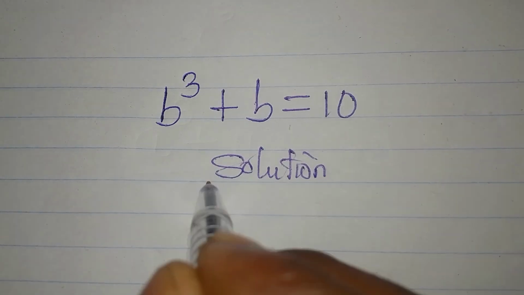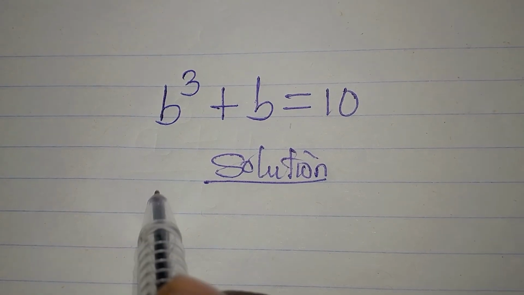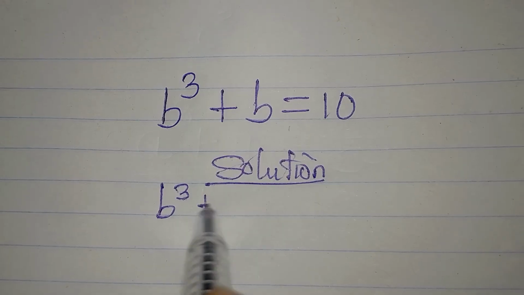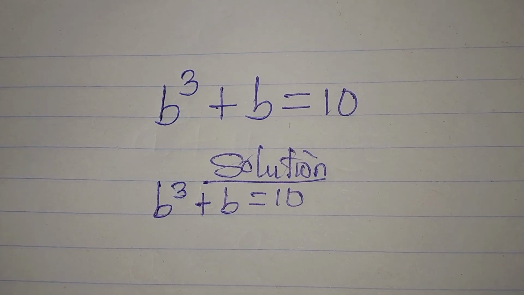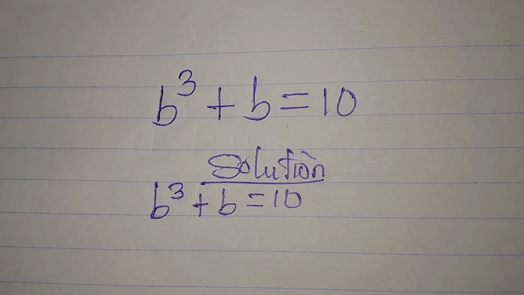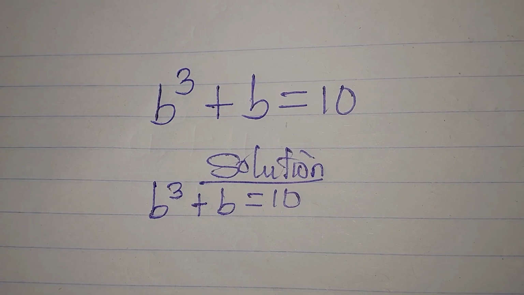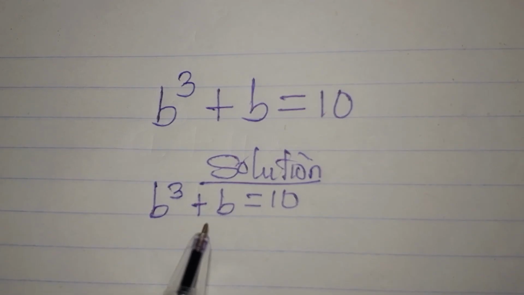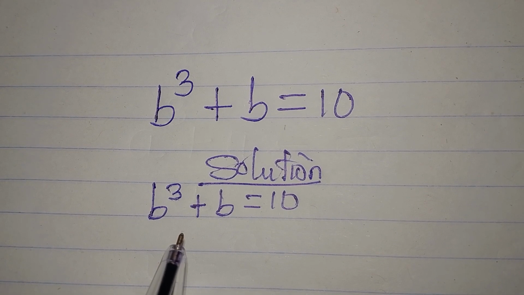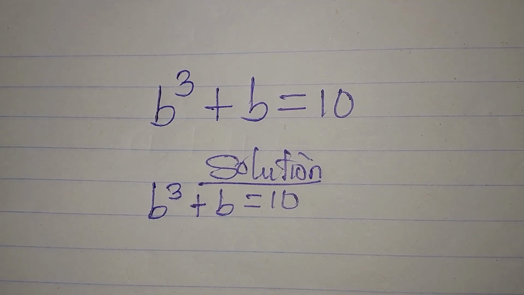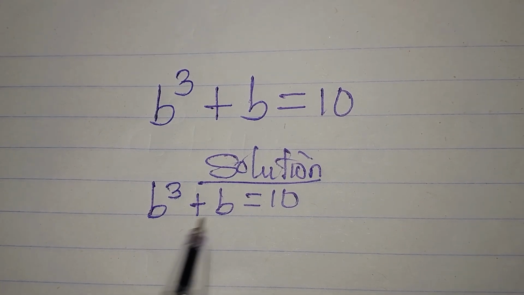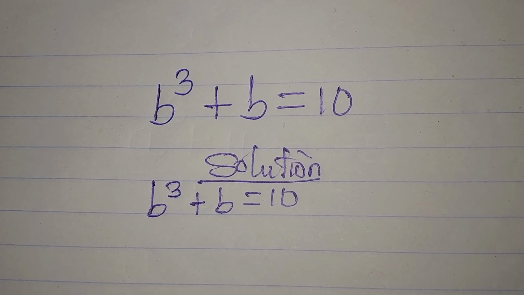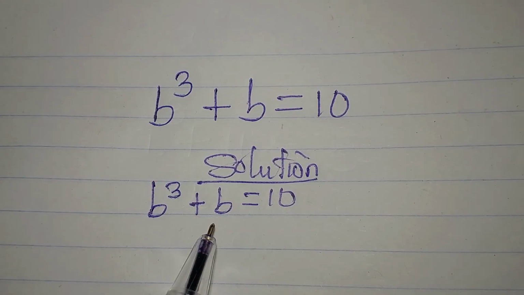You're welcome to my channel, and here we have b to the power of 3 plus b equals 10. I'm going to show all the steps in this video, so if you're interested, watch to the end. Now, by looking at this problem, you can tell the value of b. But remember that since it has power of 3, we are to expect 3 solutions, and that is what we are going to get in this video.